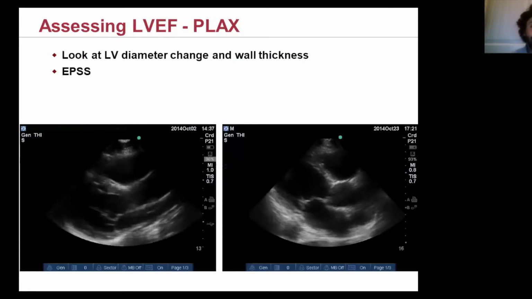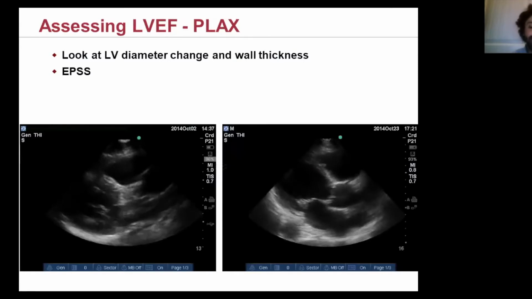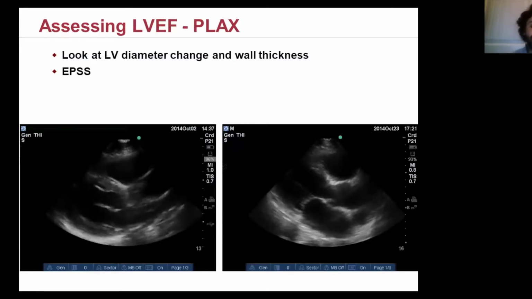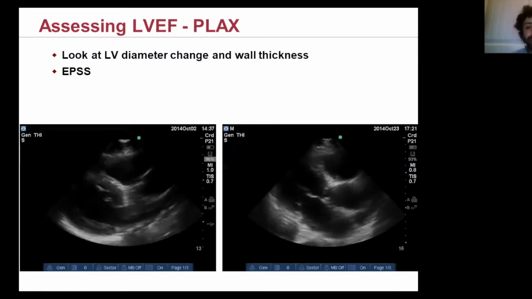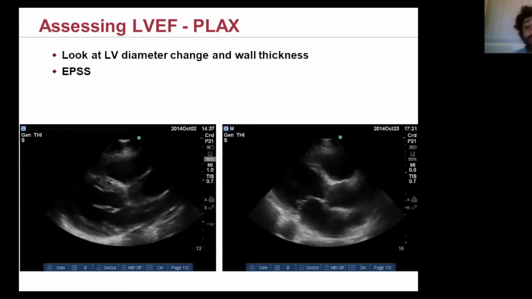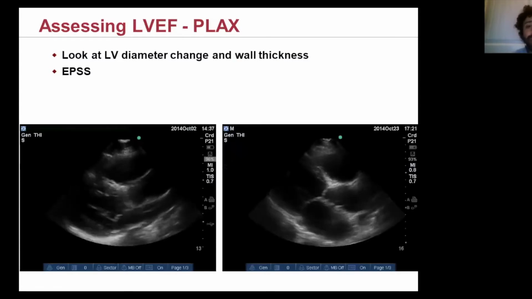So when you're looking at the parasternal long axis view, and again, this is with the hand held in the second to fourth intercostal space on the left side of the sternum, with the indicator on the probe pointing towards the patient's right shoulder, we can look at a couple of different things.